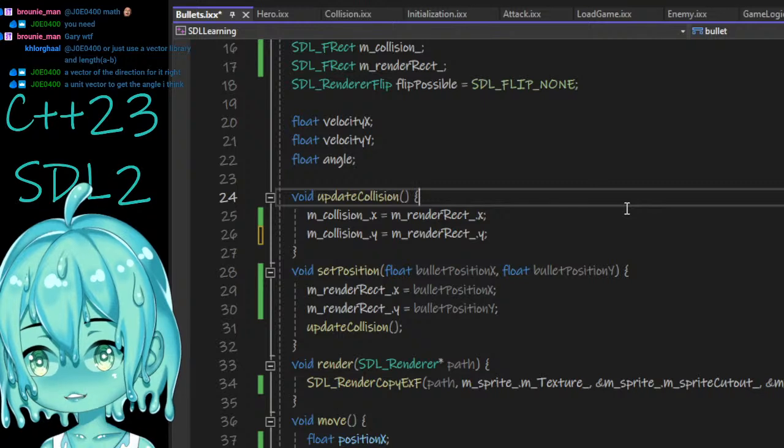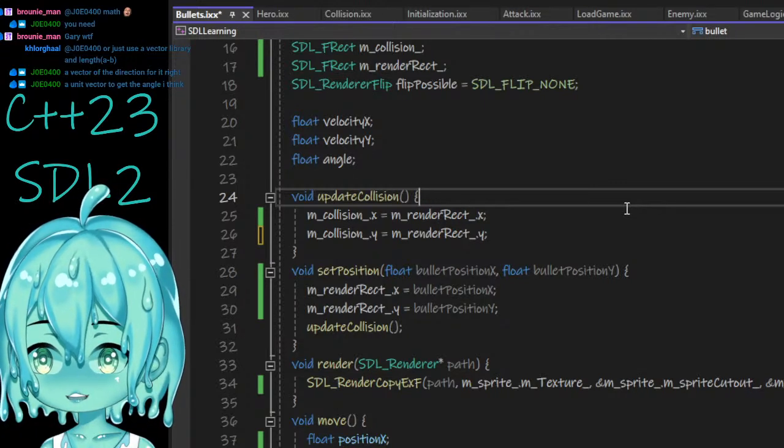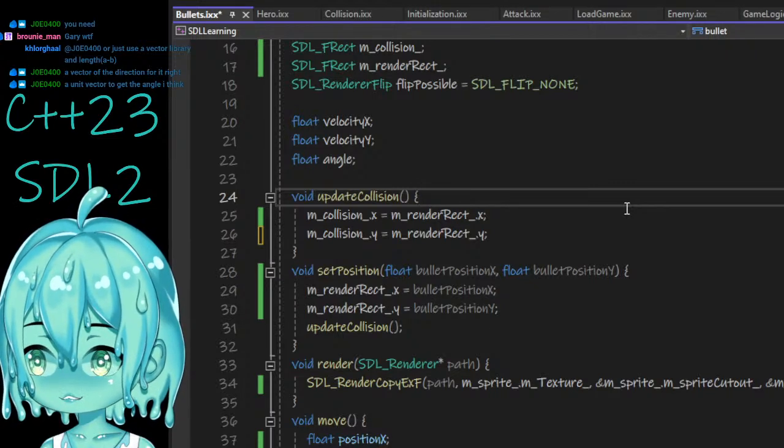A vector of the direction for it, right. A unit vector to get the angle, I think. Or just use a vector library and length a minus b. Gary, what the heck?